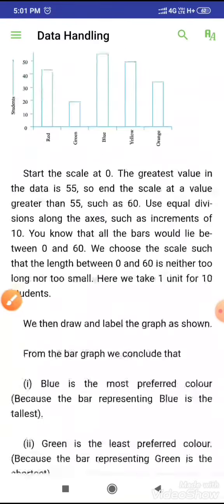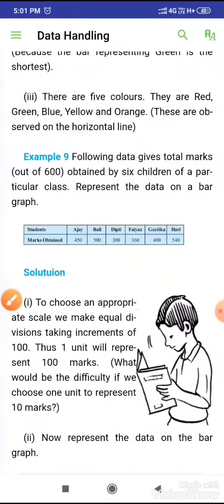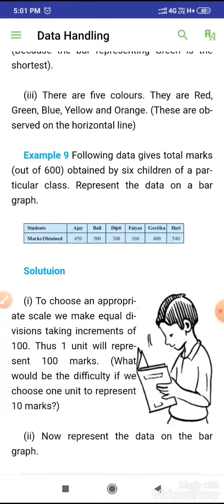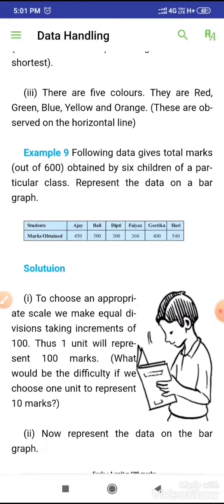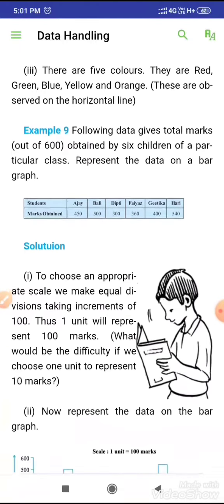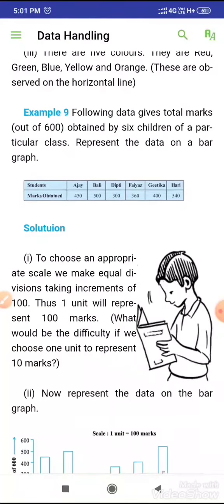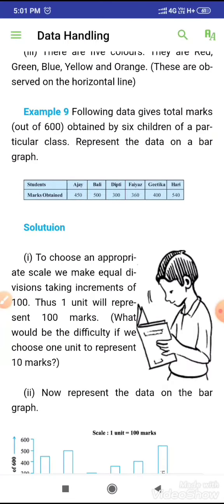In the same way, look at example 9, in which the following data gives total marks out of 600 obtained by 6 children of a particular class. Represent the data on a bar graph. First, the table is given with this question. It shows students and marks obtained by the students. Ajay obtained 450 marks, Bali obtained 500 marks, Deepti obtained 300 marks, Faisal obtained 360 marks, Geetika obtained 400 marks and Hari obtained 540 marks.